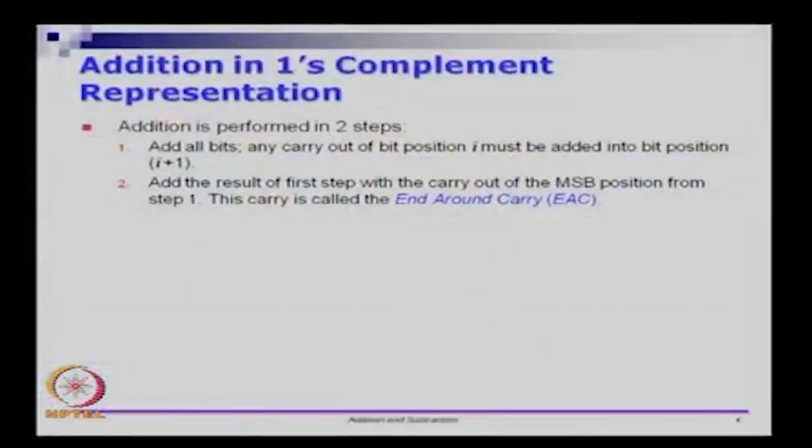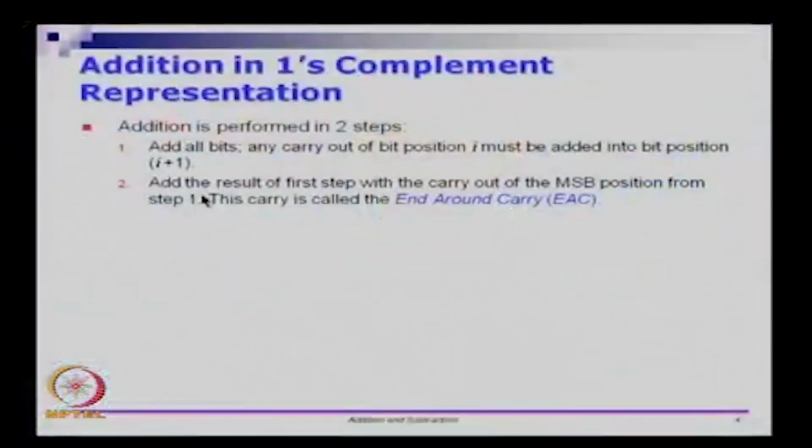So let us see how to do addition in ones complement representation. Addition itself is done in 2 steps. First one is you add all the bits, right. If I have given 2 numbers which are already in ones complement form, that is the key thing, right. When we say addition in ones complement representation, the 2 numbers are given in ones complement form, the result is expected in ones complement form. The question is how do we do it, right. So we know what the input and output requirements are, but we do not know how to do it, right. So I am explaining to you the process of how to do it.